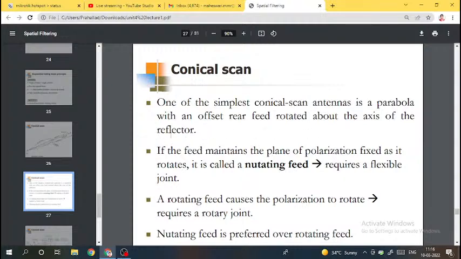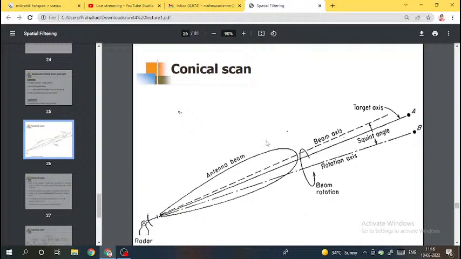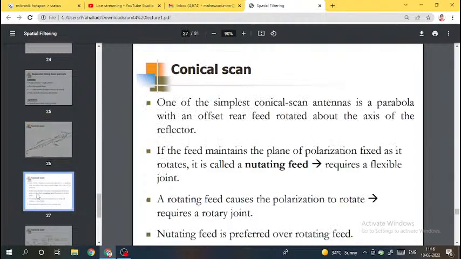rotated about the axis of the reflector. So if the feed is rotating like this, in a circular way. If the feed maintains the plane of polarization, the electric and magnetic field orientation, the same while rotating, it is called a rotating field, and this requires a flexible joint. And if the plane of polarization changes while rotating in a conical scan, that kind of feed is called a rotating feed. Most of the time in tracking radars we prefer a rotating feed for conical scan.